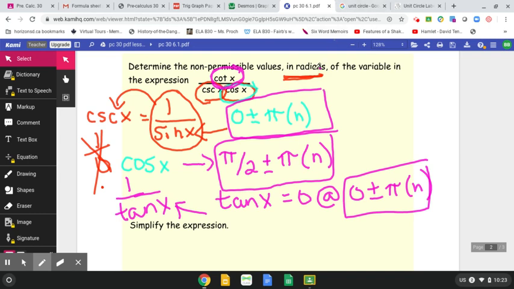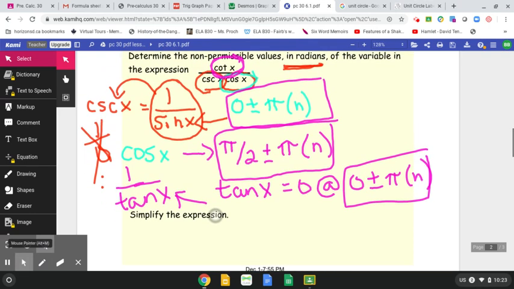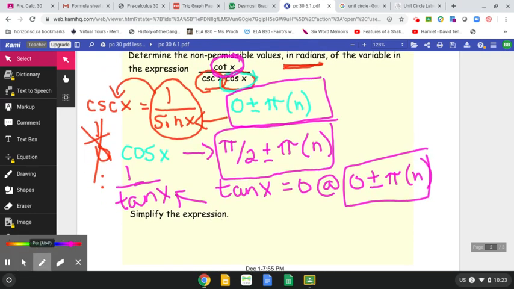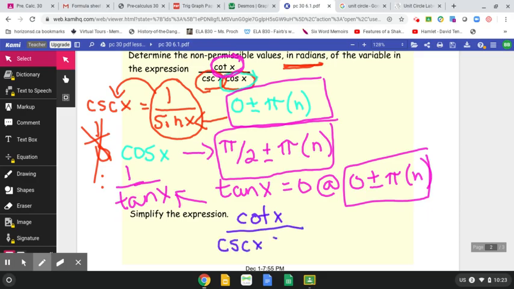I am going to do this last little section and then I'm going to shut up. The last part says simplify the expression. Simplifying is my favorite thing to do. I just love it. I don't know why, maybe because kids don't like it. So we're going to take cotangent x over cosecant x cos x.